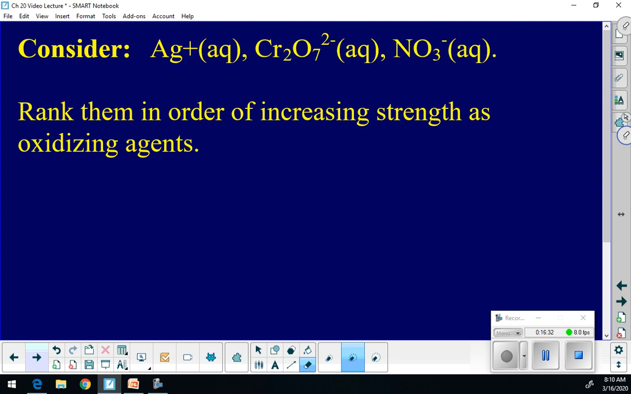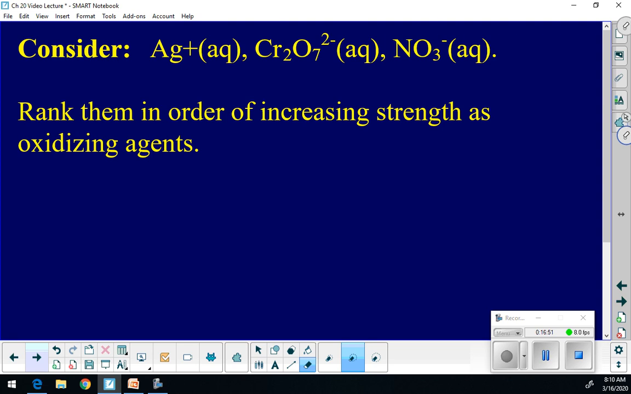Okay, you guys rank these according to the oxidizing strength. Bring me back in a sec. Oh, in case you don't know, I have uploaded a copy of the standard reduction potentials to Canvas, so you can use that. All right.